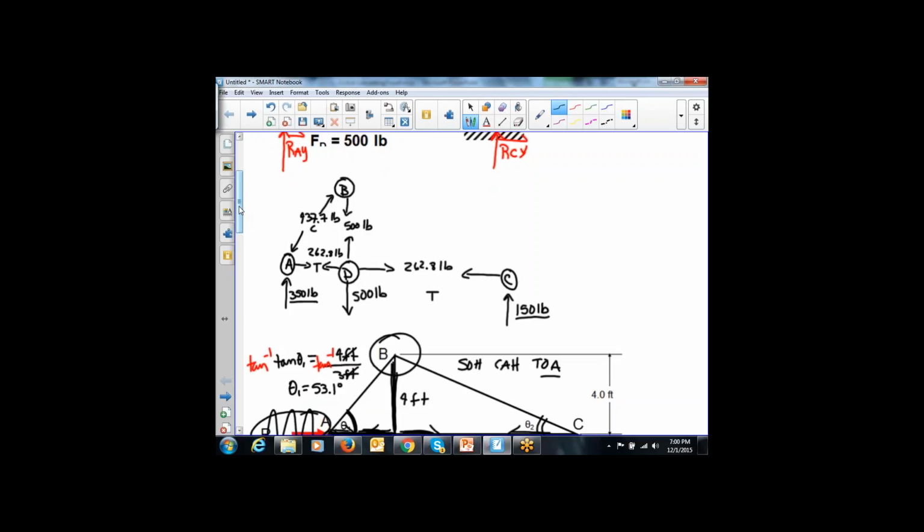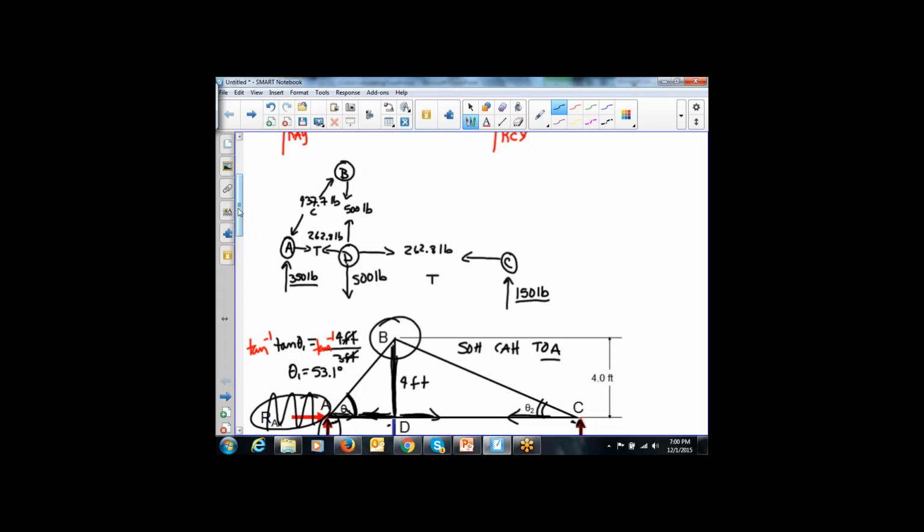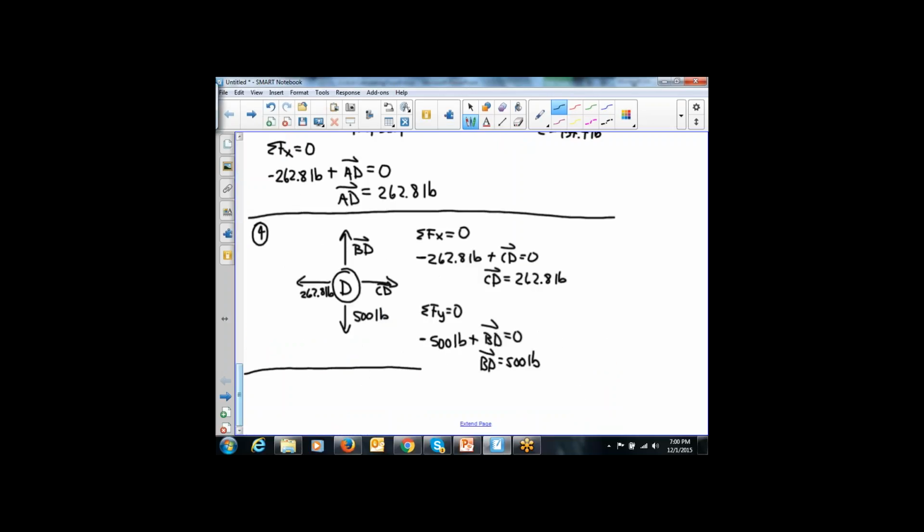Okay. Let's go on to joint C right now. Right now we know we've got a push up of 150 pounds and a go left of 262.8. So I'm going to close off what I've got.